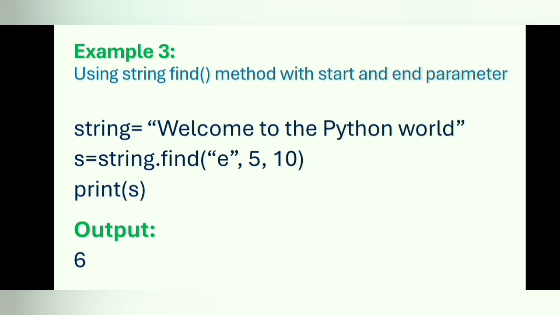The output of this example is 6 because the index of the first occurrence of the substring e is 6 in the string within the start value of 5 and the end value of 10. Here searching starts at the index of 5. The index of the first character is 0. The end value is excluded while searching.